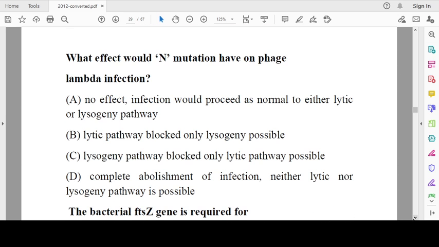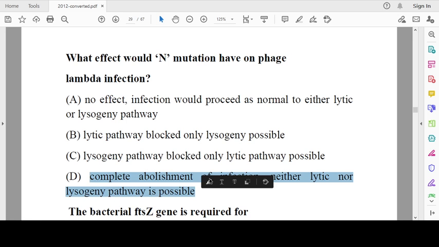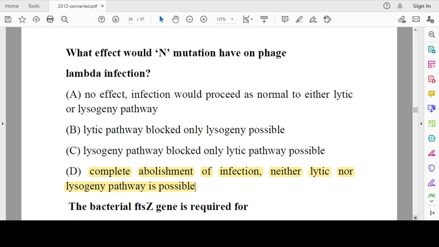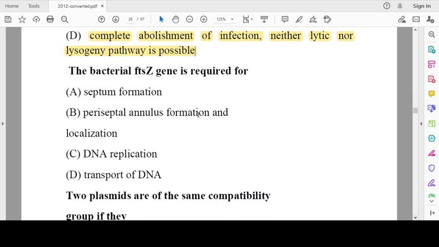Next thing is, what is the effect of the N mutation on phage lambda infection? If any of the phage has an N mutation, then there is complete abolishment of infection. So no lytic cycle or lysogenic cycle is possible. Bacterial FTS gene is required for septum formation.